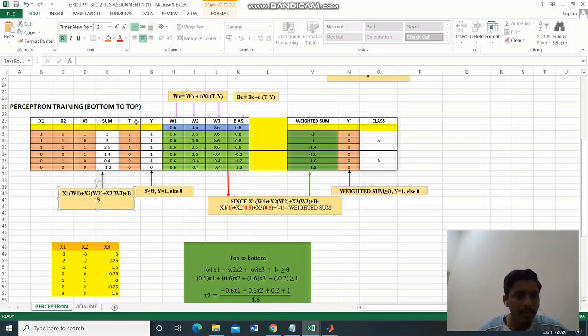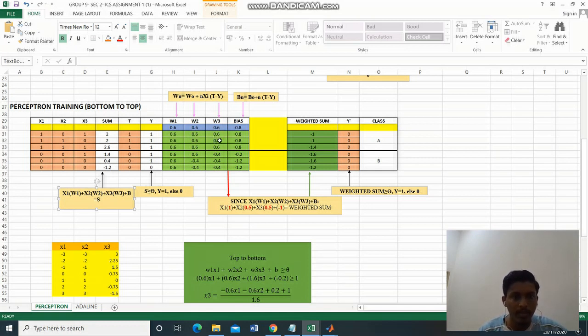For the t value, we will assume it. The next is the y value, which we calculate by: if the sum is more than or equal to theta, y equals 1, else it will be 0. For the following w1, w2 and w3 with bias, the values in the blue color boxes we assume ourselves.